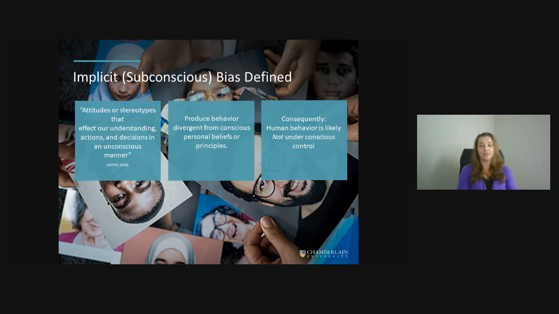These biases produce behaviors that may not align with our stated or conscious beliefs. In fact, when confronted with the biases, the offender will often say things like, "I'm not prejudiced," or "I don't see color." Consequently, implicit bias research tells us that human behavior is likely not under conscious control, and that makes it very difficult to identify, to manage, and to accept when we're called out for our implicit biases.